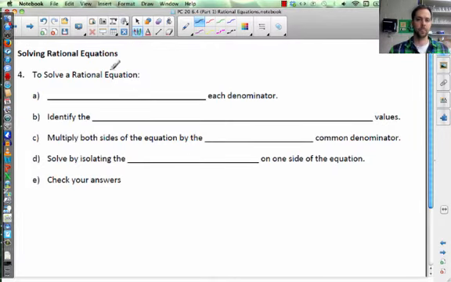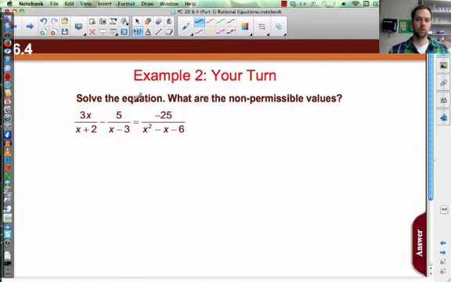So, to solve each rational equation, this is all in the textbook. I want you to find the appropriate page and fill in these blanks to give you an idea, and then once you have that, go on to the next page and we'll start getting some practice together. So solve the equation. What are the non-permissible values? Let's start with this. I might have put this page in the wrong spot when I was moving things around.